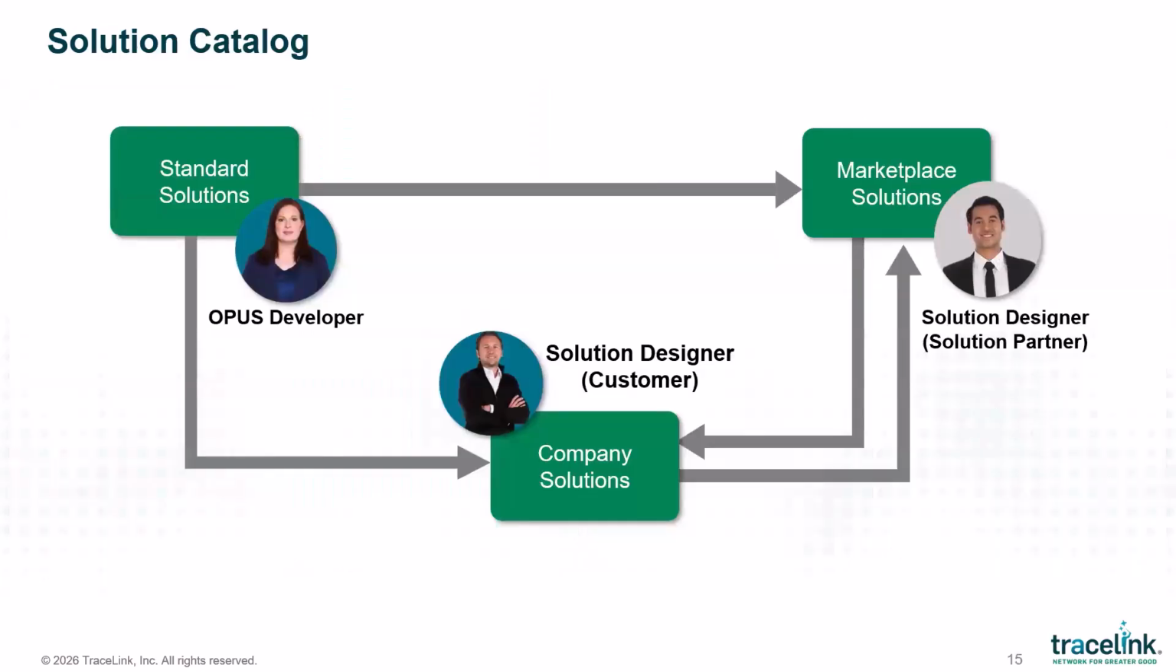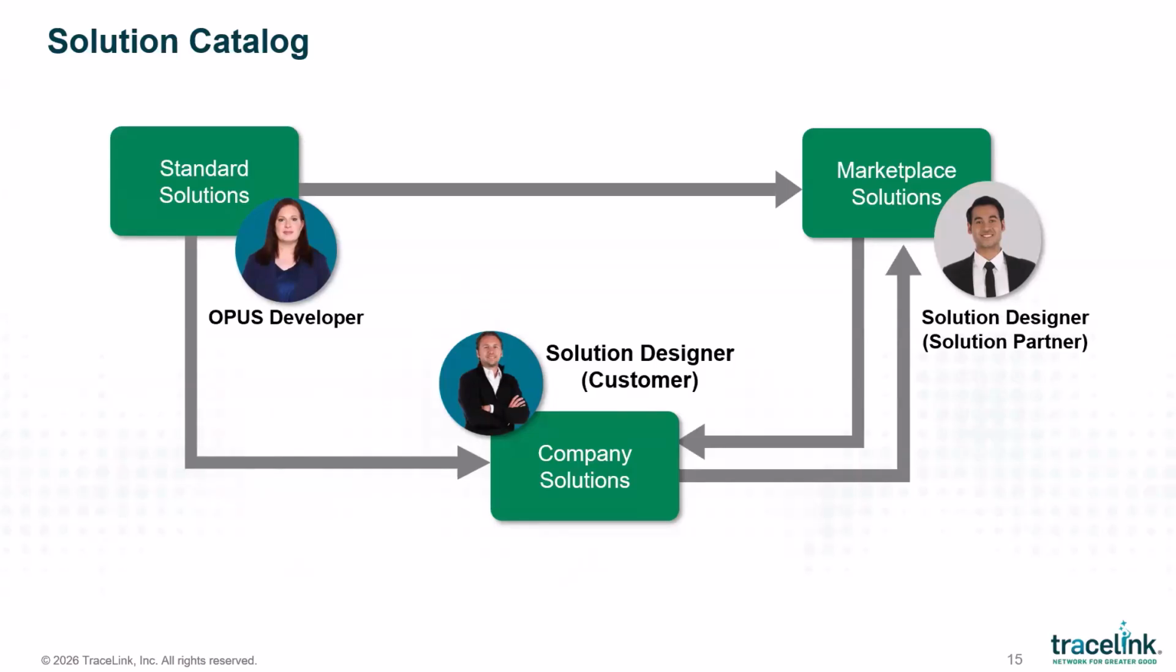The OPUS Solution Catalog is a place where OPUS solutions are organized into 3 categories: standard solutions, marketplace solutions, and company solutions. The standard solutions are developed by TraceLink's OPUS developer and are not configurable by customers. These come pre-installed once you license any application, for example, Poet.